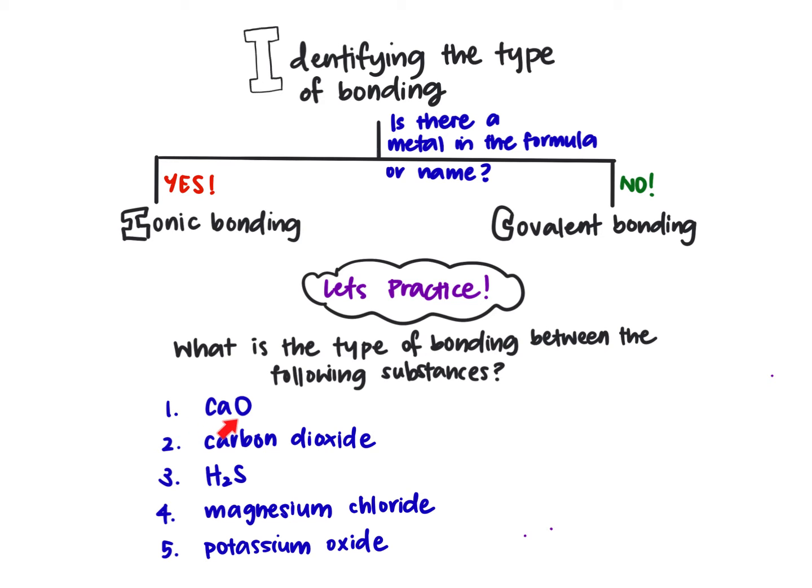The first one is given as a formula. So first, check the periodic table and check that calcium is a group 2 metal. So if there is a metal, let's run through these again. If there's a metal, it is ionic bonding. So the type of substance, calcium oxide, the type of bonding that forms is ionic bonding.